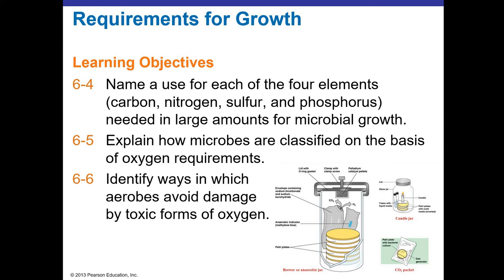Besides these requirements for the physical environment around them, we're also going to talk about some of the things that the cell needs for growth, such as the elements carbon, nitrogen, sulfur, and phosphorus, and also look at their ability to utilize oxygen.